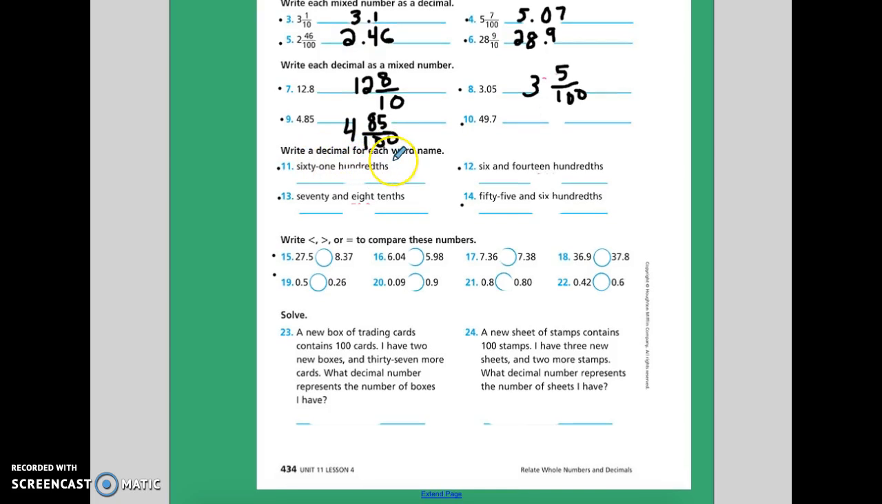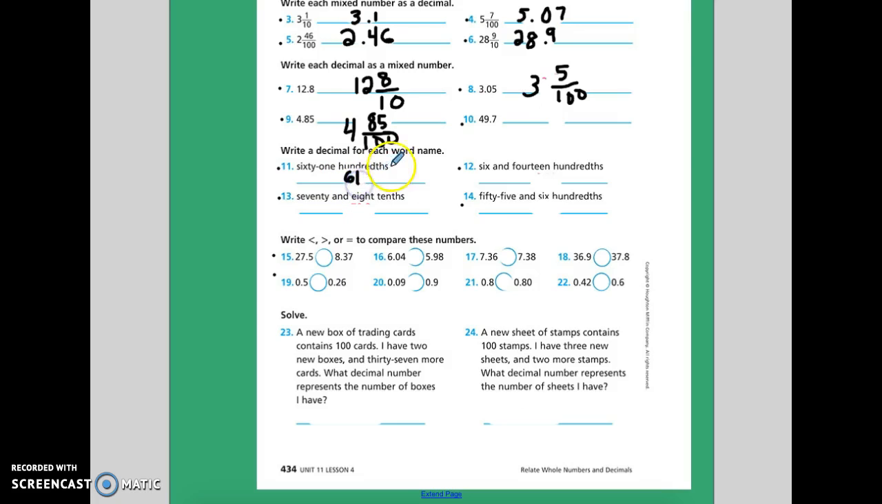All right, now let's go down here. It says write a decimal for each word name. So I have to read it really carefully. And I'm looking at the ending. Remember the tenths, hundredths, thousandths. Those are on the right of the decimal. If it would have been tens or hundreds, then I know it's going to be on the left side. Or if it doesn't say anything. So we'll find some examples here. So 61 hundredths. So I know that it ends in hundredths. So I'm going to write 61.